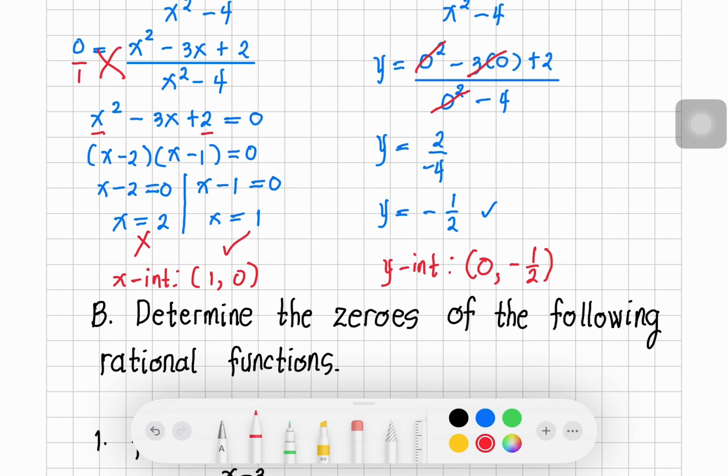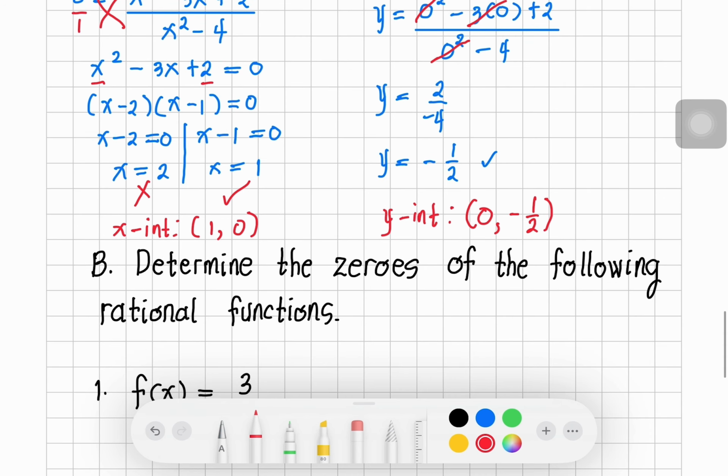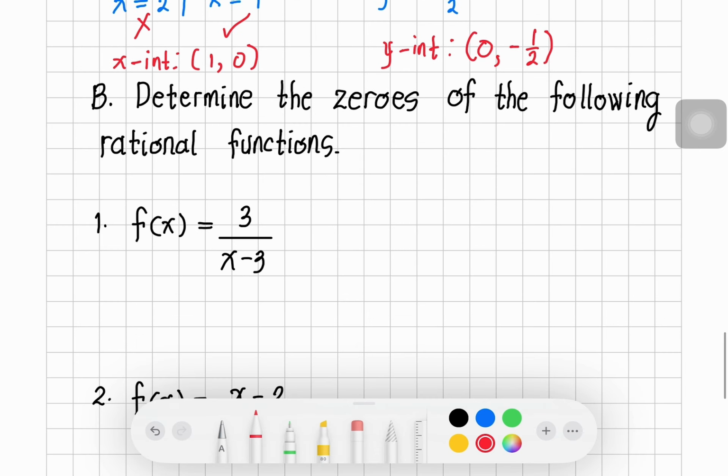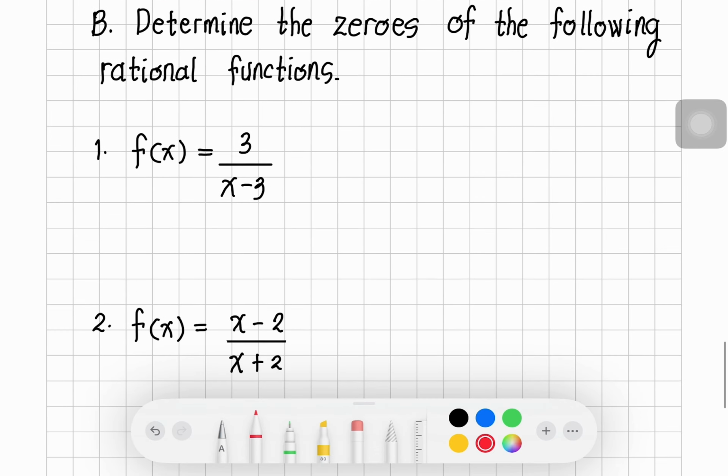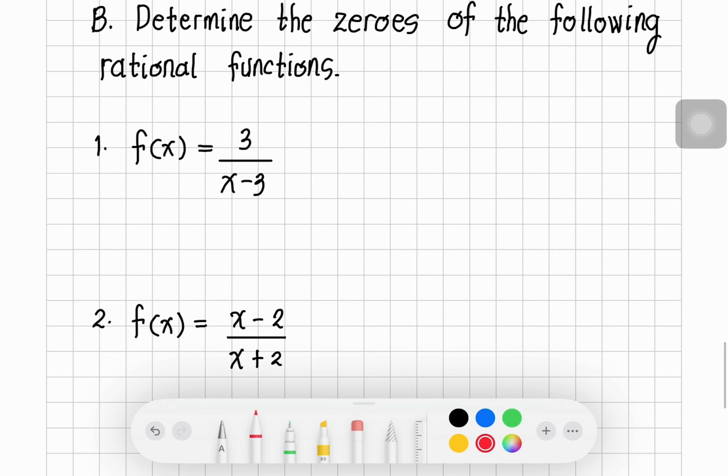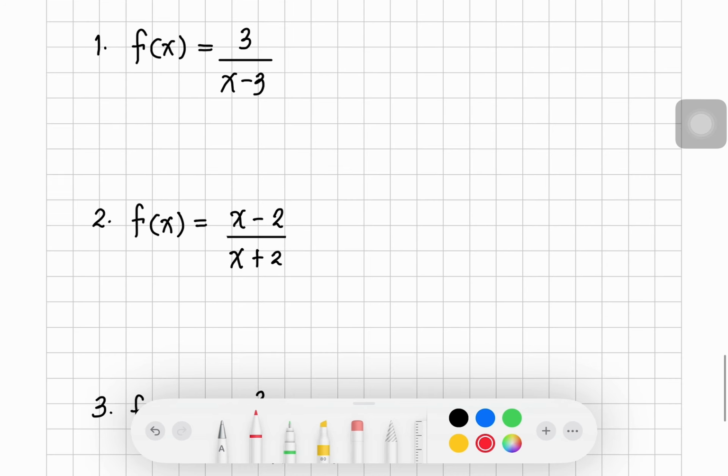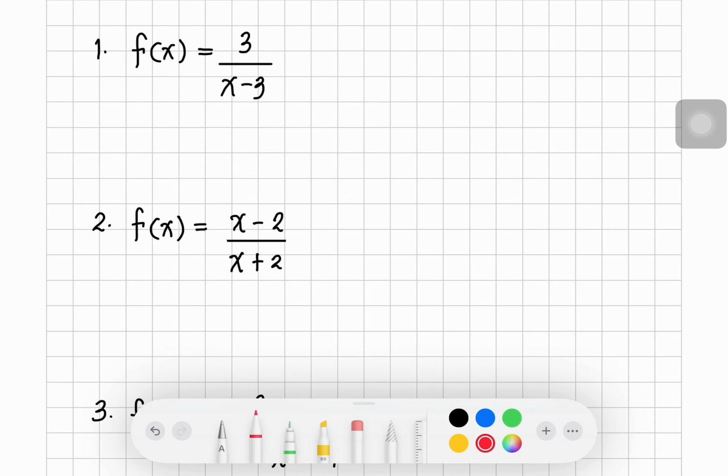Gets? Okay. So now, moving on sa letter B, determine the zeros of the following rational functions. Sabi ko kanina, paano ba natin makukuha yung zeros of a function? Meaning, yung numerator natin, i-equate natin by 0. So number 1, the given is f of x equals 3 all over x minus 3. Dito, hindi natin ma-equate yung numerator by 0. So ang sagot natin dyan ay none. No zeros of a function. Gets? Kasi hindi natin ma-equate siya by 0.